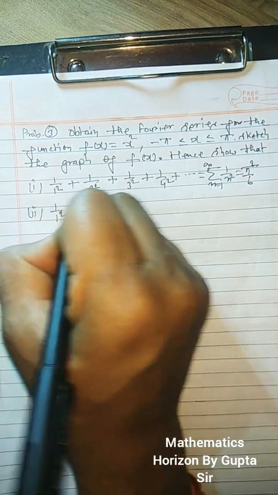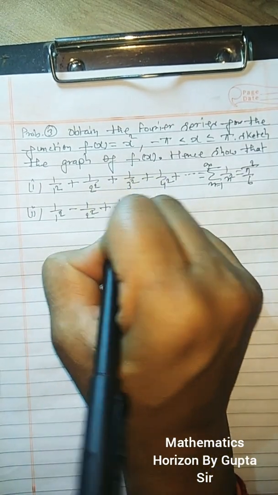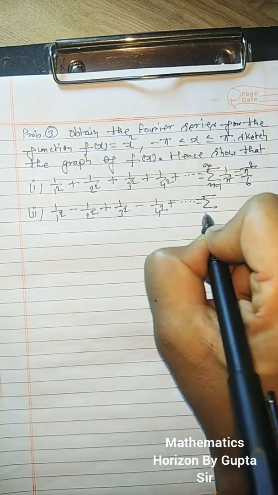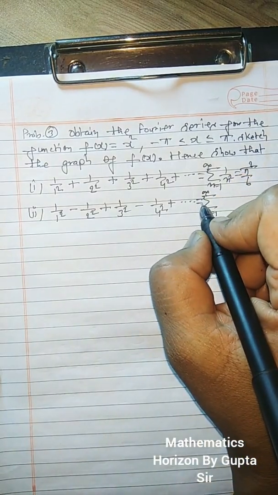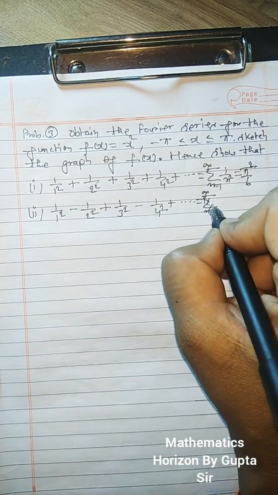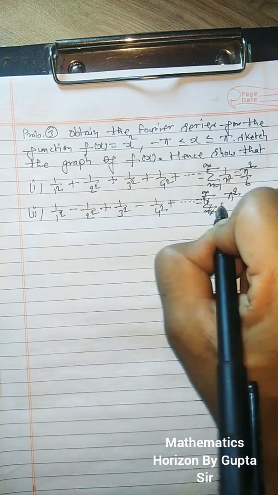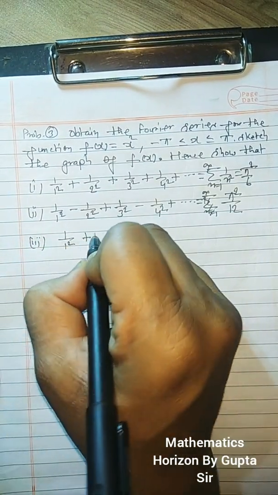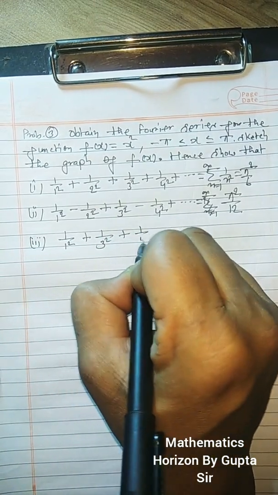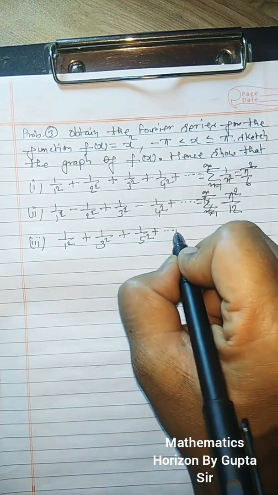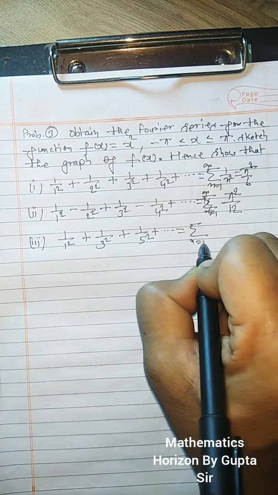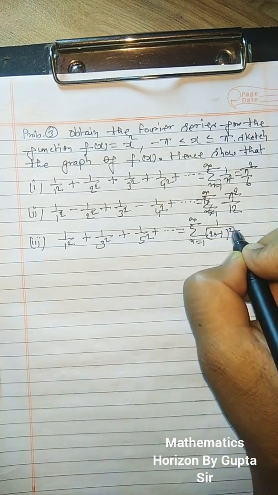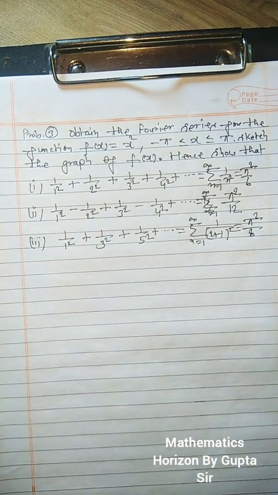One upon 1 square minus 1 upon 2 square plus 1 upon 3 square minus 1 upon 4 square, summation 1 to infinity, sorry, this is equal to pi square upon 12. And third deduction we have 1 upon 1 square plus 1 upon 3 square plus 1 upon 5 square, is equal to summation n equal to 1 to infinity 1 upon (2n minus 1) whole square, is equal to pi square upon 8.